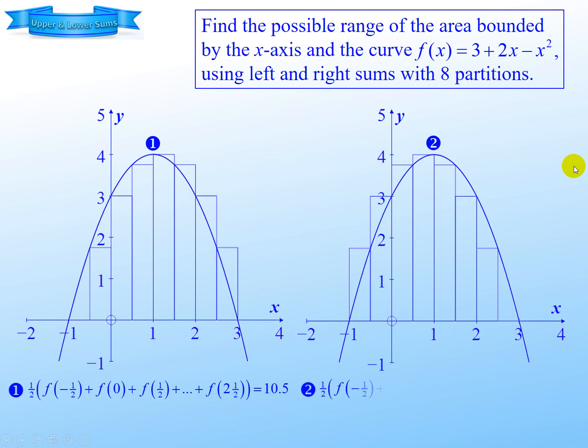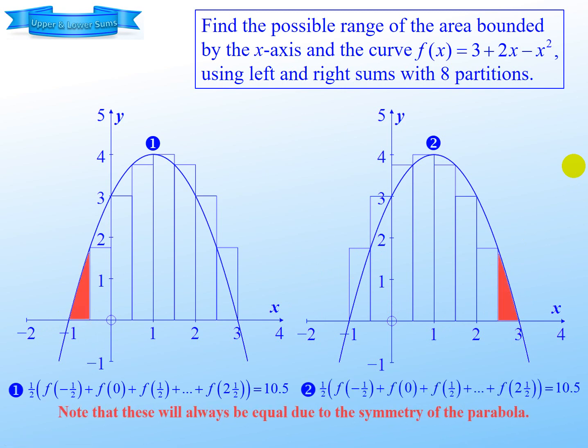So there we are, 10.5 and 10.5. Oh, they're both the same. Those will always be equal. For example, here I've lost it there and gained there, and here I've lost it there and gained there. They'll always be equal because of the symmetry of the parabola, and the areas will always be equal for the left and right bounds. So in fact, what I could do is find the left and right bounds and check it from there.